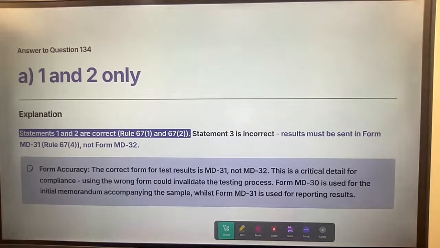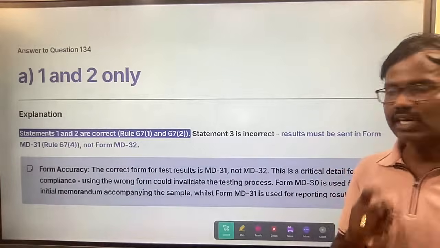Statements 1 and 2 are correct according to Rule 67. Statement 3 is incorrect. Results must be sent in Form MD31, not 32. Form accuracy matters. The correct form for test results is MD31, not 32. This is a critical detail for compliance. Using the wrong form could invalidate the testing process. Form MD30 is used for the memorandum accompanying the sample, while Form MD31 is used for reporting. If you use the wrong form, it will become invalid.